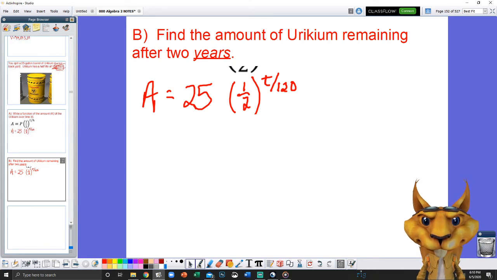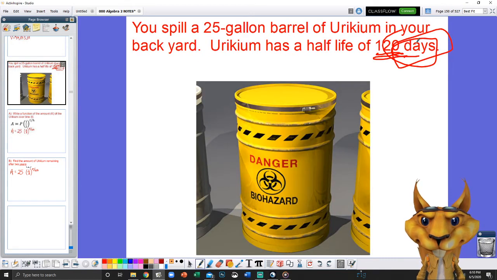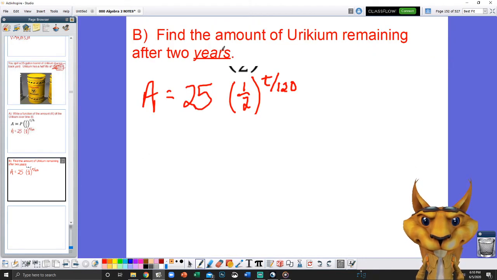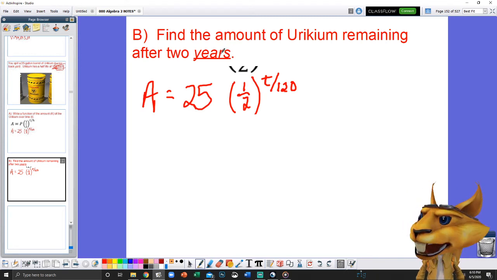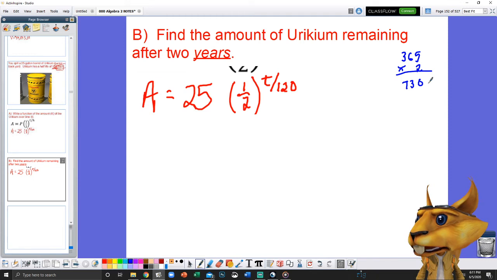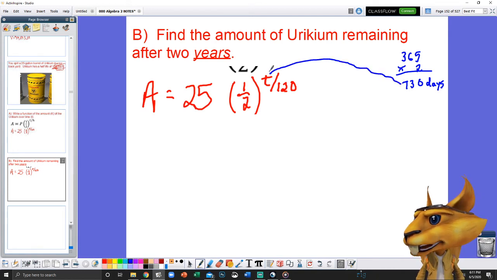Okay, this one says I'm trying to find the amount of Eureka remaining after 2 years. Notice I underlined years there to help us remember, wait a minute, that was 120 days, so we have to convert this 2 years into days. Alright, so how many days are in a year? 365 times 2, so that's going to give us 730 days. So there's 730 days in 2 years. So that is going to go right there instead of the T.